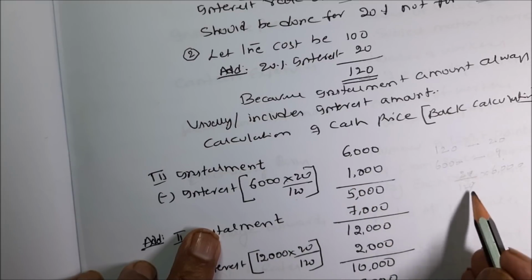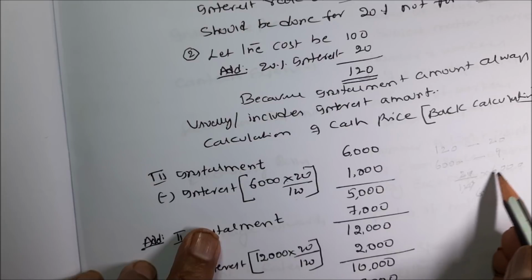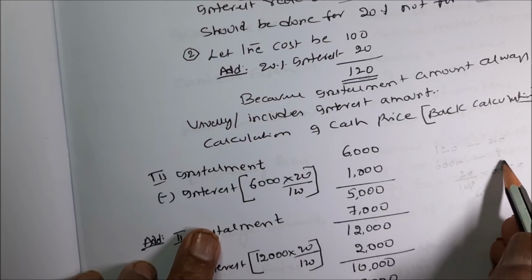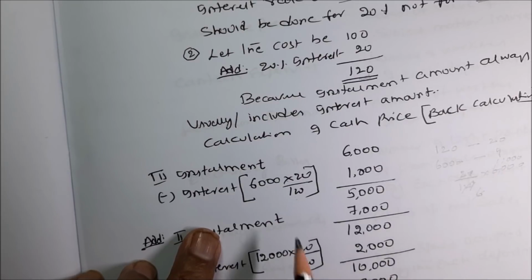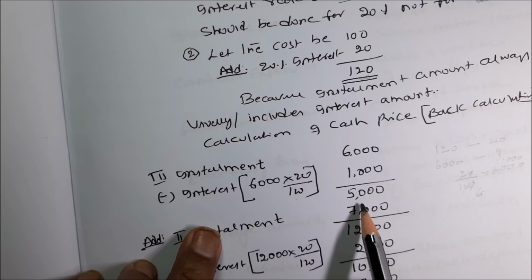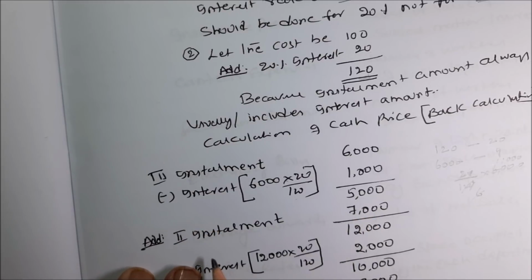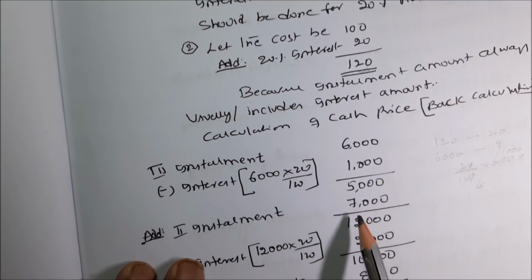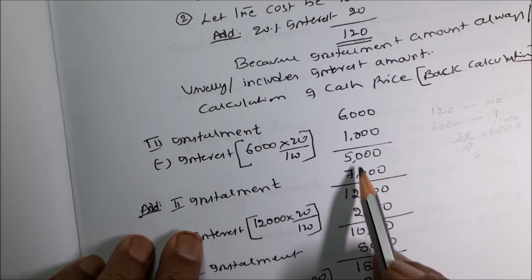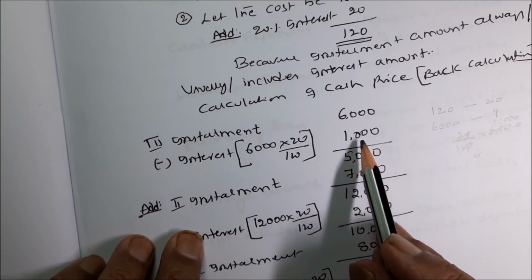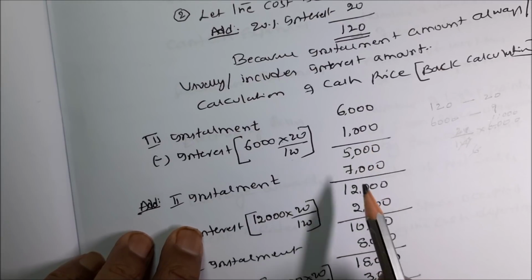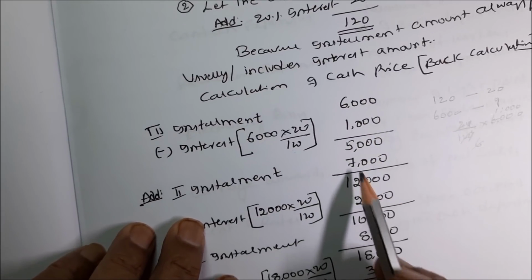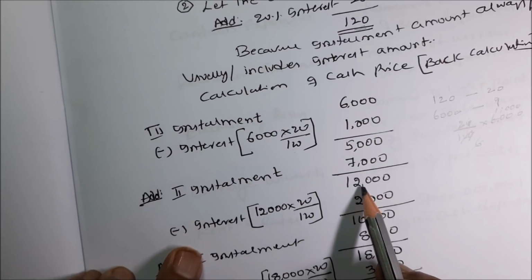Zero zero cancels, 2 ones are 6, 6 ones are 6, then it comes to 1,000. So minus interest, then it comes to 5,000. Then add the second installment. The second installment is 7,000. So after deducting the interest from the last installment, the next previous installment, add 7,000, then it becomes 12,000.